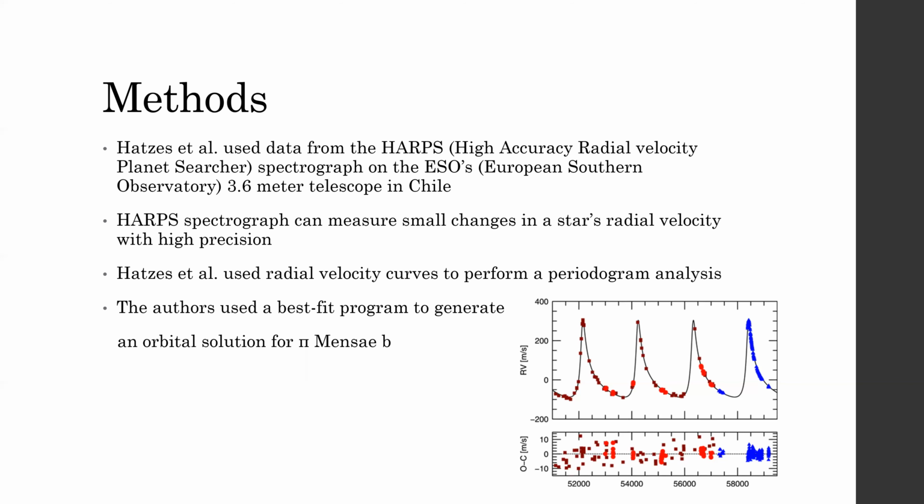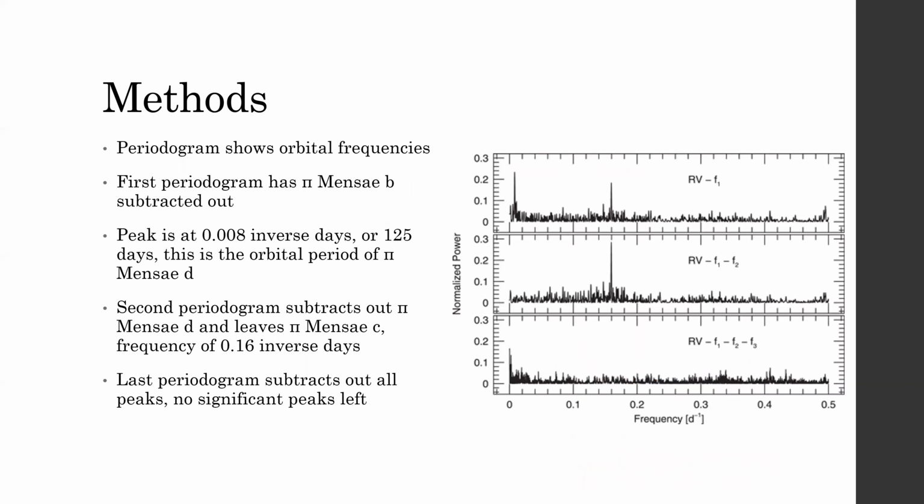And it's important to subtract that out because in the periodogram, which shows the orbital frequencies in inverse days, you can see that the top periodogram on the right has the contribution from Pi Mensae b subtracted out. So there's two large peaks there. The first one is at 0.008 inverse days, which corresponds to 125 days. And this is the orbital period of a new planet that Hatzes and his team called Pi Mensae d.